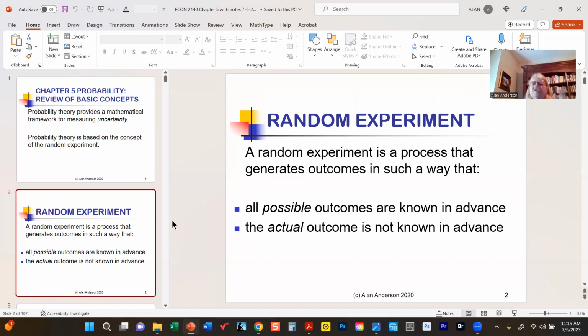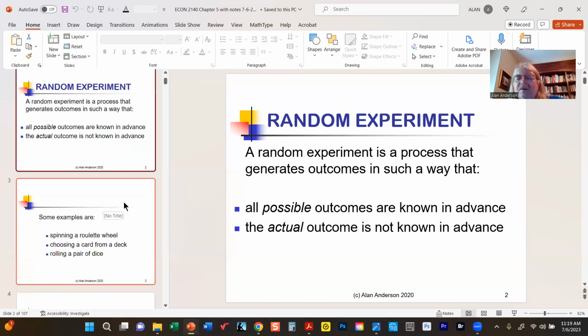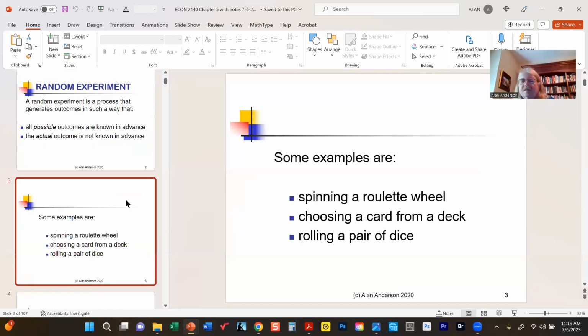And you can use this to describe a lot of situations, but I find that games of chance are easiest to explain in the context of a random experiment. Like, for example, spinning a roulette wheel. Now, if you've never seen a roulette wheel, it's just a big wheel with numbers on it. Okay. Now, you may have seen this on TV.